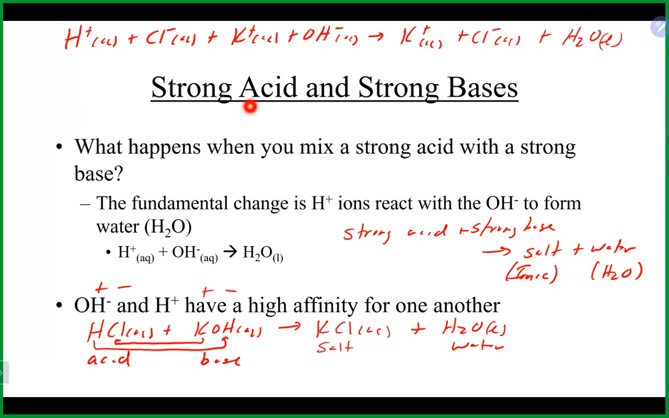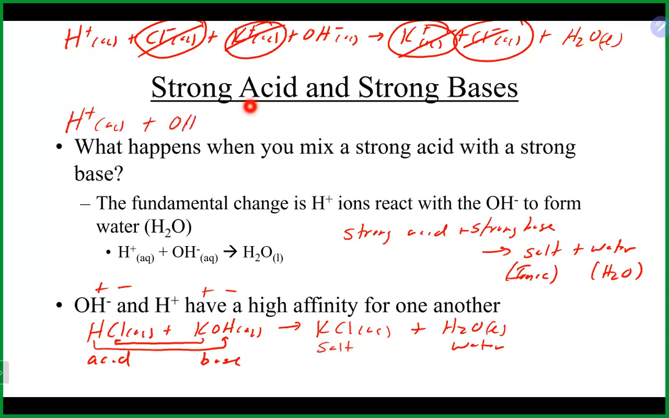In this particular case, our spectator ions are the chloride on each side and the potassium on each side. Those are our spectator ions, which cancel out. And that gives us our net ionic equation of H plus from the acid coming together with the OH minus from the base to make water. And again, that is one of the reasons why a reaction takes place.